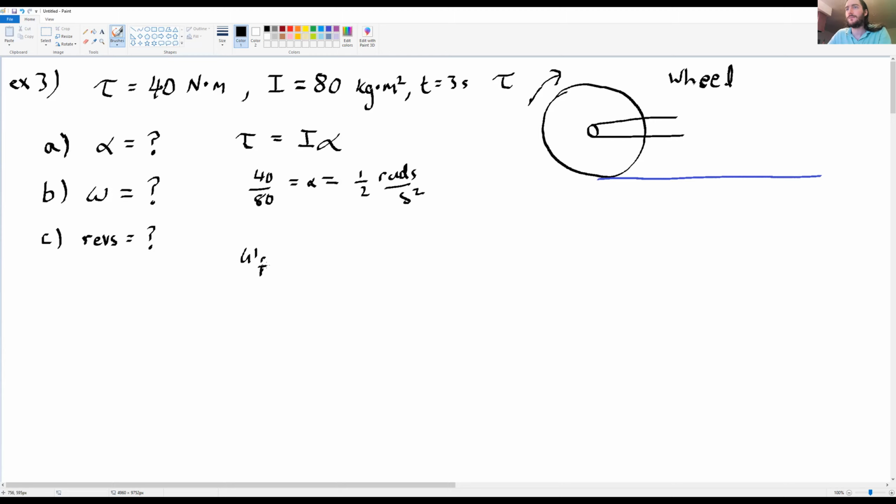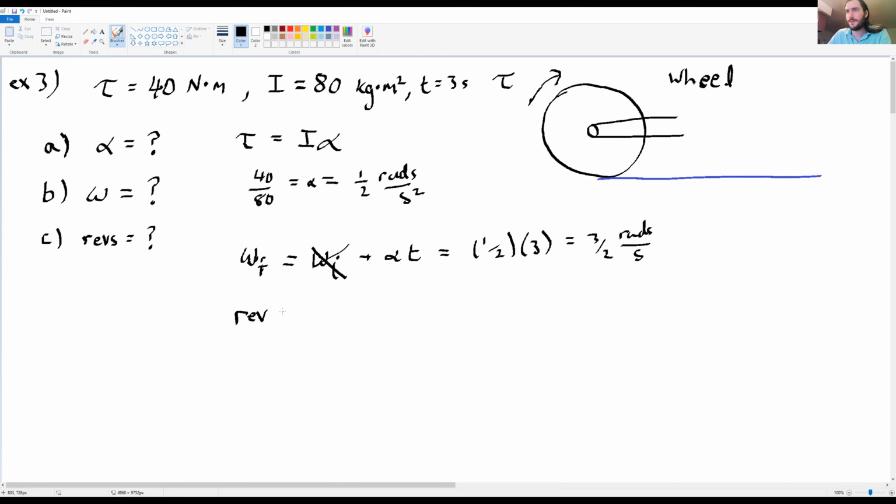How about for omega after 3 seconds? Well, omega final is equal to omega initial plus alpha t, using the rotational kinematics equations. Omega initial is 0. Well, I guess I never said that. Maybe I should have said that we begin at rest. Sorry about that. That's the only way to do this problem, is to just assume omega initial is 0. So 1/2 radian per second squared times t, so it's 1/2 times 3, which is 3 halves. And this would be radians per second.